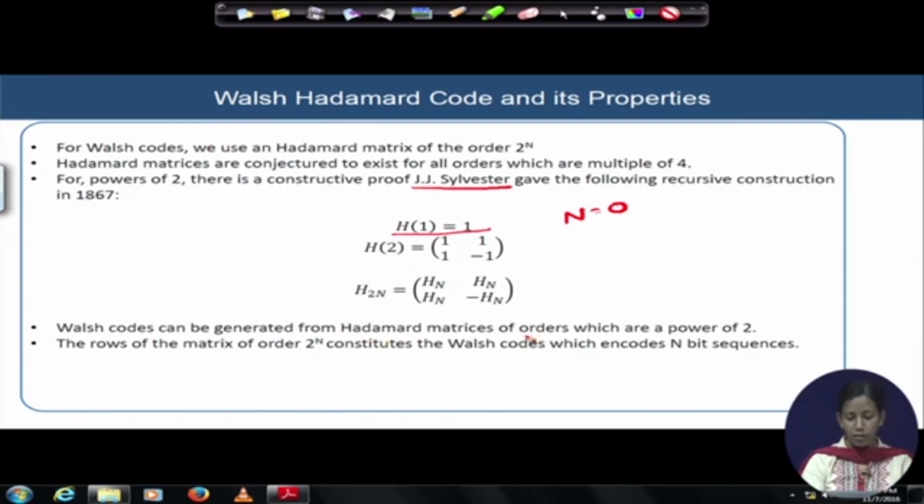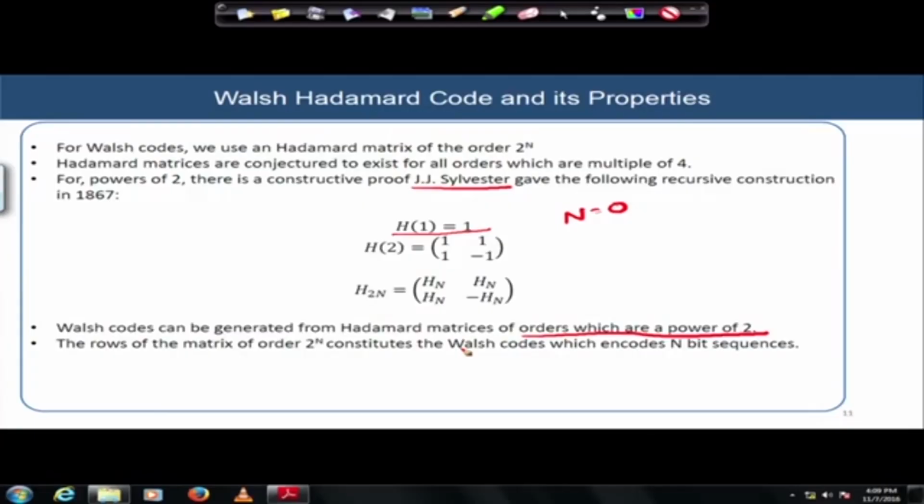So the Walsh Hadamard codes can be generated from the Hadamard matrix only when the order of the Hadamard matrix is a power of 2, and the rows of the matrix of order 2 to the power N constitute the Walsh code, which encodes capital N bit sequences. You can pick up the rows of this matrix as a Walsh Hadamard code. One such row will be picked up and utilized as a spreading code, and it can be used to spread a capital N bit sequence.